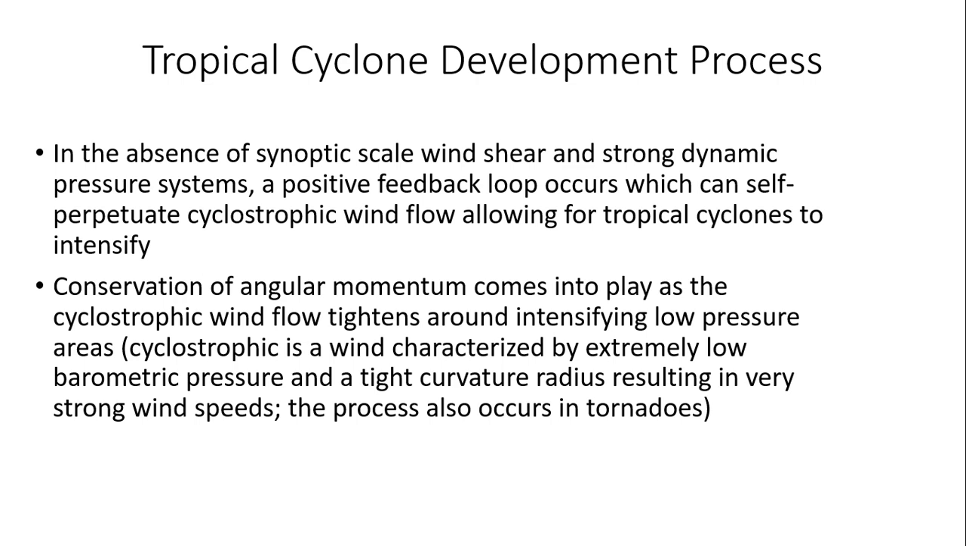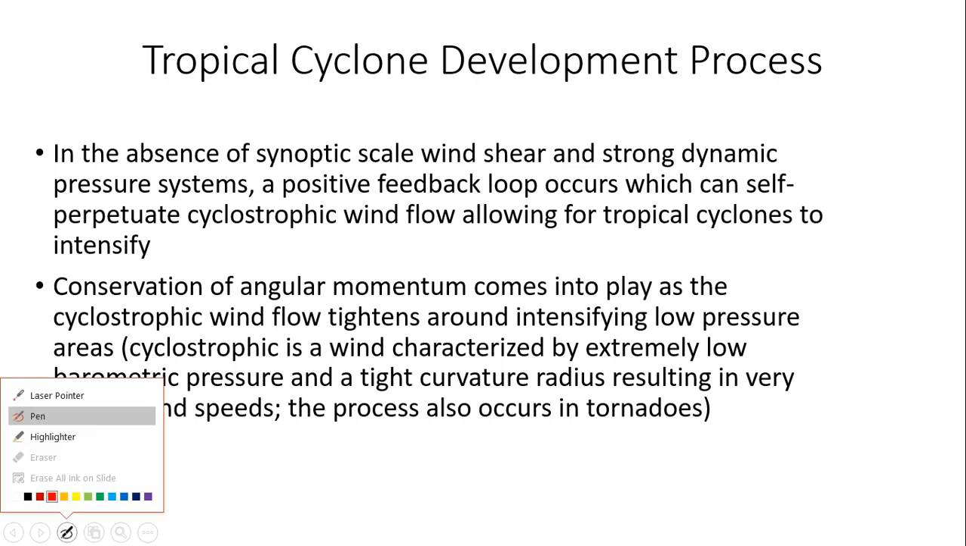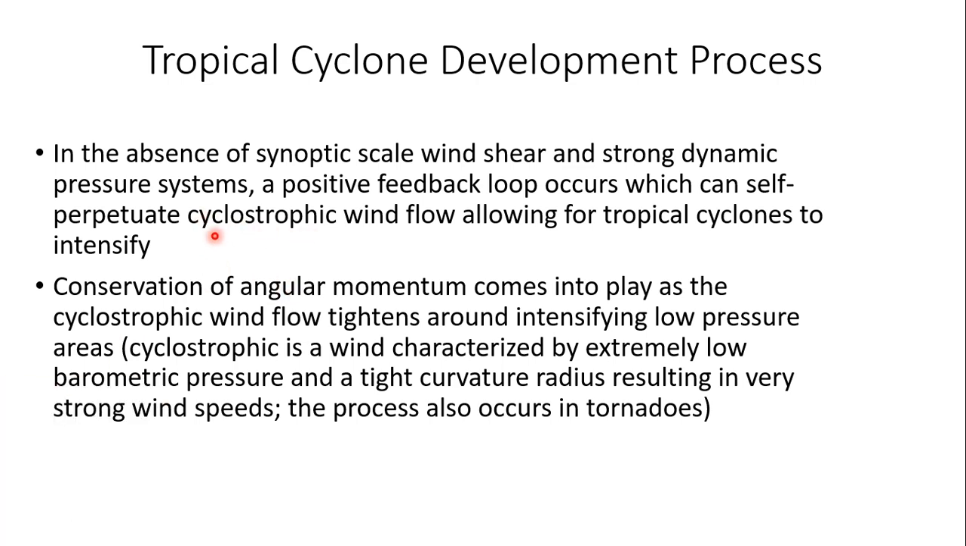Now, that word cyclostrophic, I'm going to go right back here. That word cyclostrophic, this word right here, is basically a wind that tends to occur with very intense low pressure systems, with very small radius of curvature. An example of a cyclostrophic wind in the atmosphere would be a tornadic wind around a funnel cloud. You have extremely low pressure over a very short distance. It tends to lead to extremely devastating winds. The same goes with tropical cyclones.